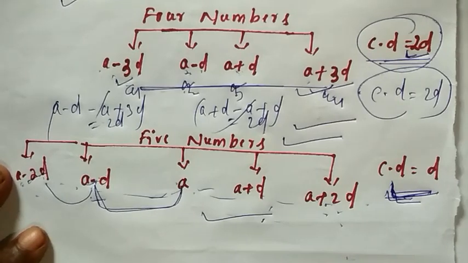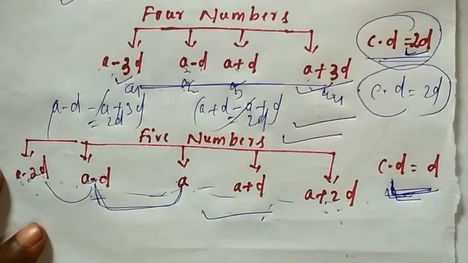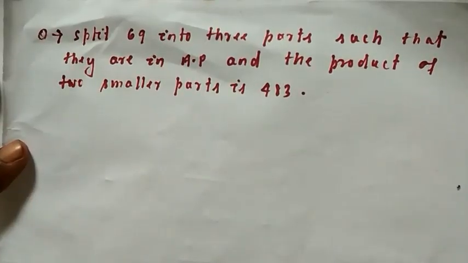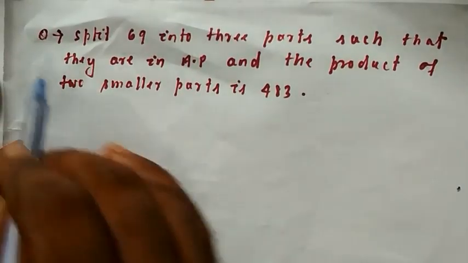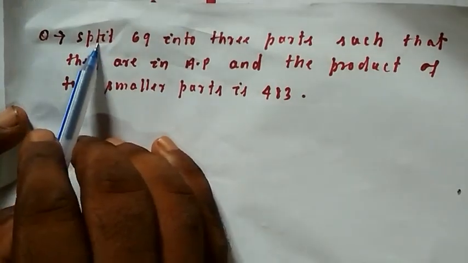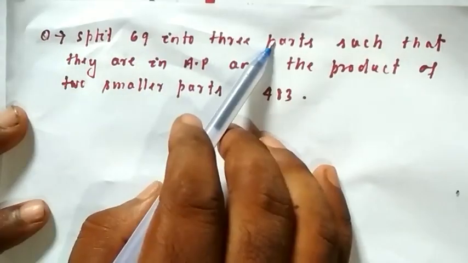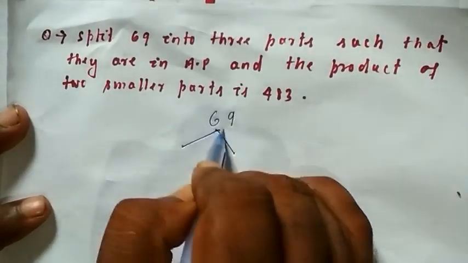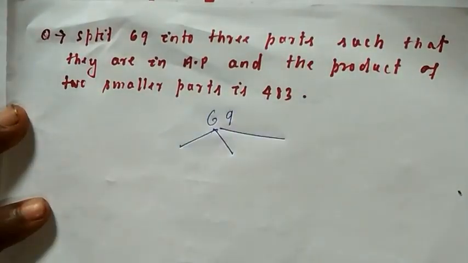Understanding? So like that way you have to select the numbers. Is it clear? Now students, listen, how to solve questions based on numbers in AP. One example, listen. Split 69 into 3 parts, that means 69 we have to split into 3 parts such that they are in AP, and the product of the 2 smaller parts is 483.